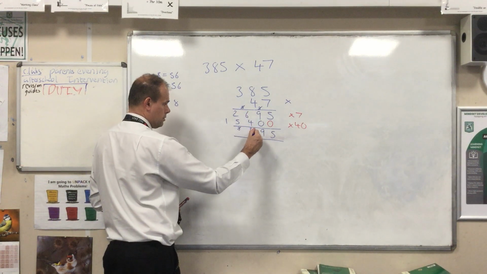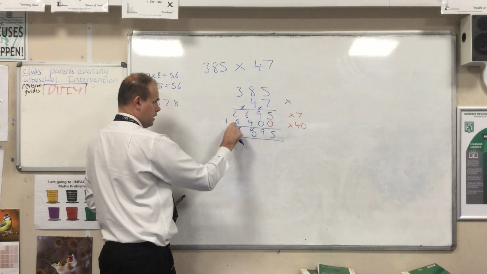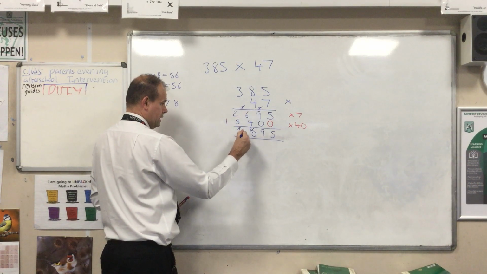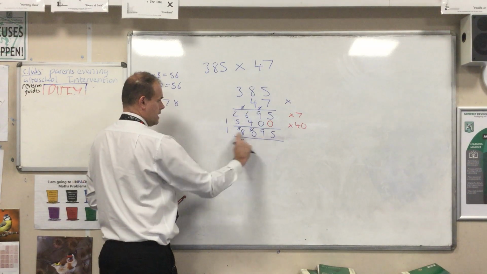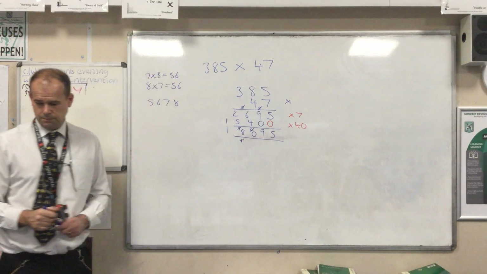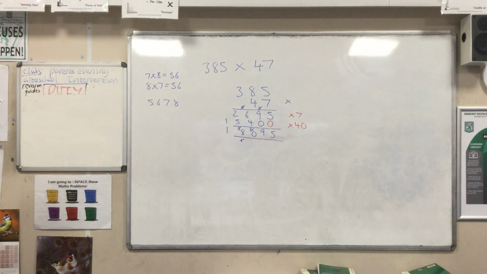6 and 4 is 10, put the 0 in, carry the 1. 5 and 2 is 7, plus this 1 is 8, and then there's 1 here. So that reads 18,095. That's a long multiplication one.